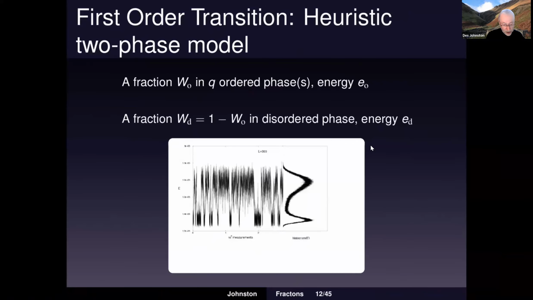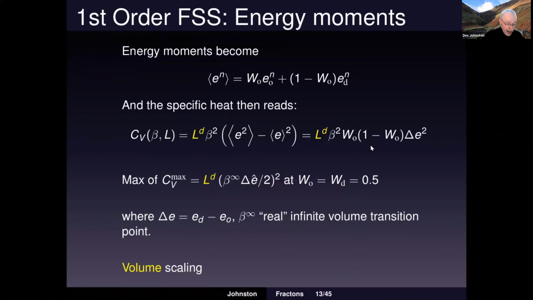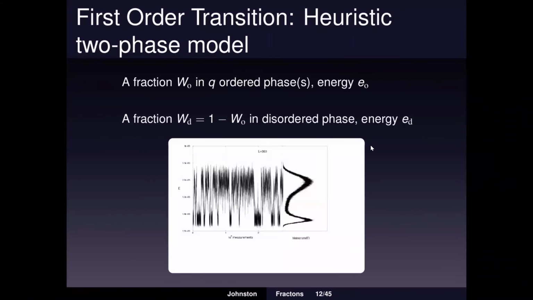So at the phase transition point, you'd expect the weight of both of these peaks, one for the disordered phase, one for the ordered phase, to be the same. Sorry, if I may, I was actually just going to ask if you could tell from the histogram where the phase transition has happened. Yes, you can.